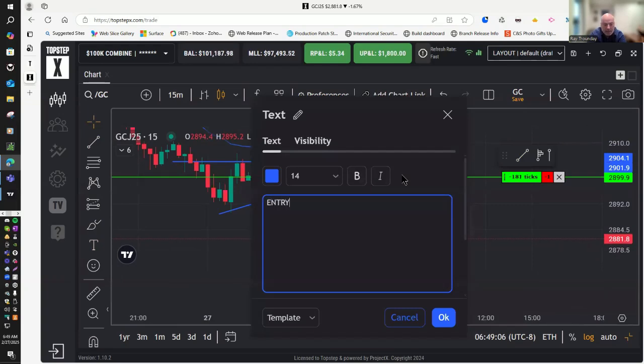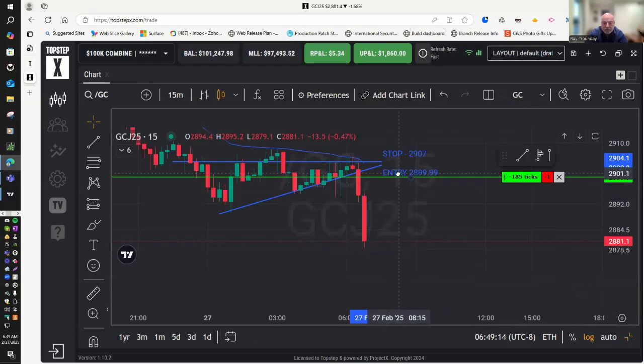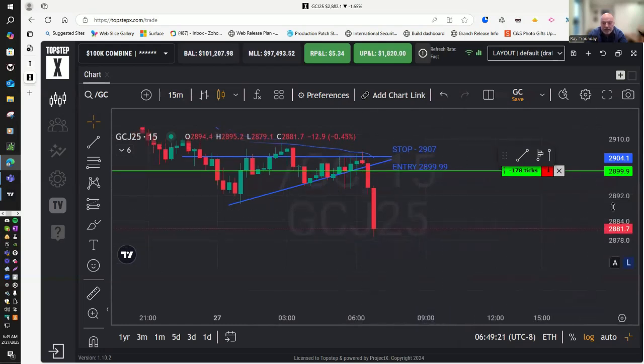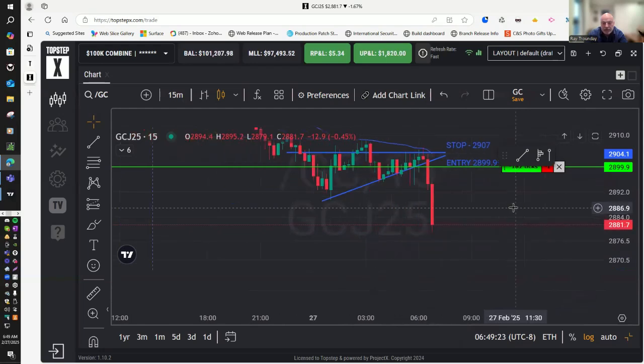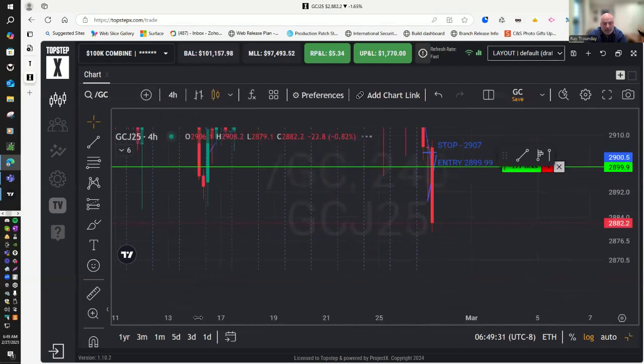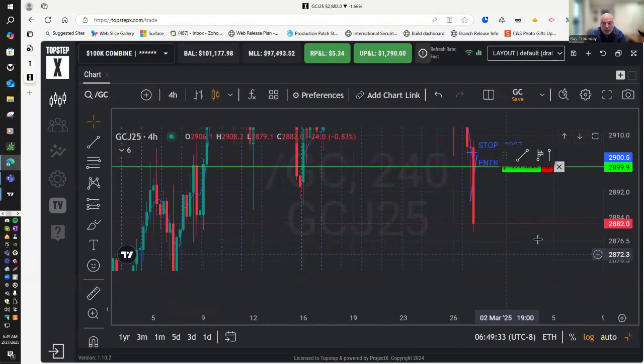28.99 was my entry. 2900 was the level that I was using in this market. Now, I didn't have a target in mind here. I knew that 2900 was going to be a significant level if it was not able to hold. So at this point, I'm going to be looking at a 4 hour chart to get a sense of where this market could go.